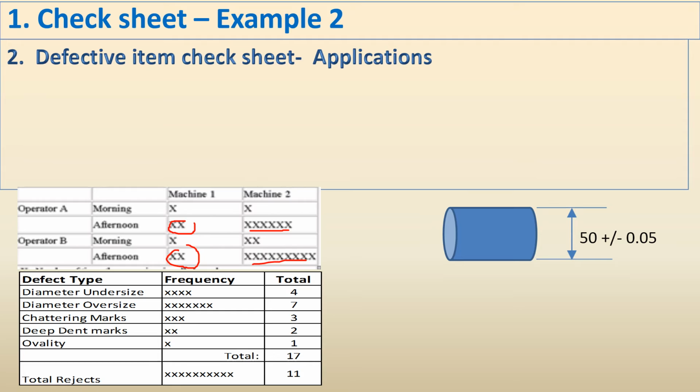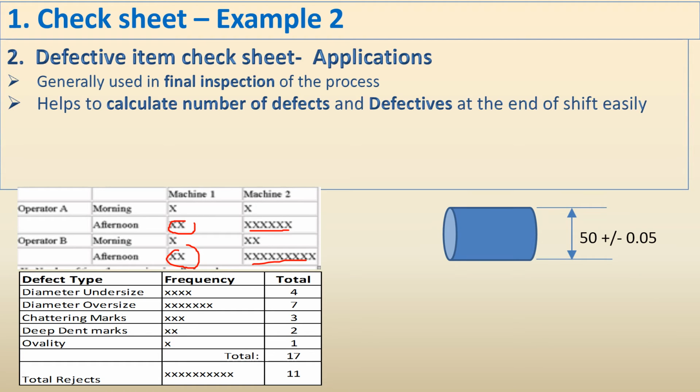So it is generally used in the final inspection of the process. It helps to calculate the number of defects and defectives at the end of the shift easily. These are the defects, like diameter undersize, diameter oversize, marks, chattering marks, deep dent marks, ovality. So these are the defects, and total defectives are 11 numbers.